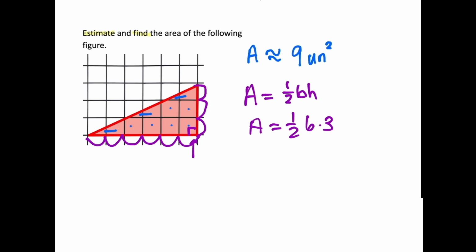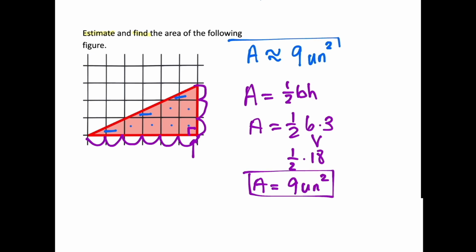We can take 6 times 3 first. That's 18. Then we can take half of 18. That's 9. So the actual area is 9 square units. On this example, our actual and our estimation were the same.